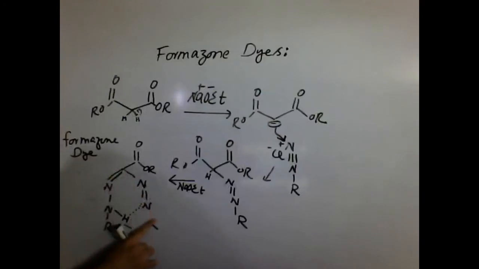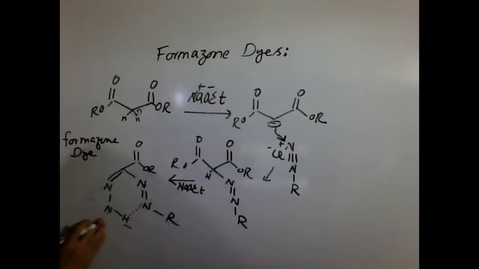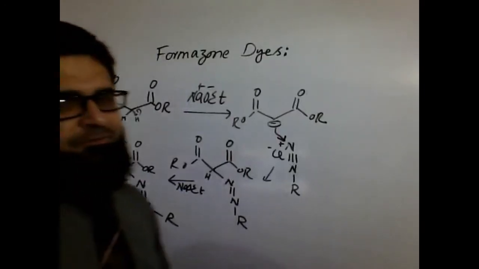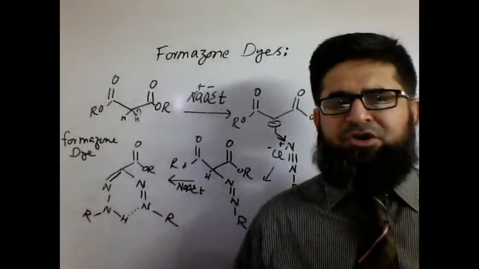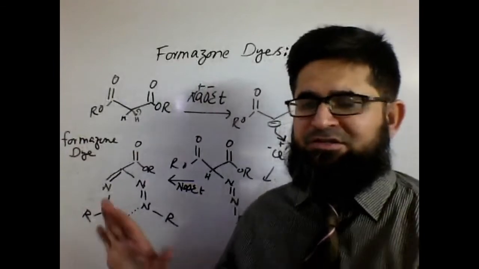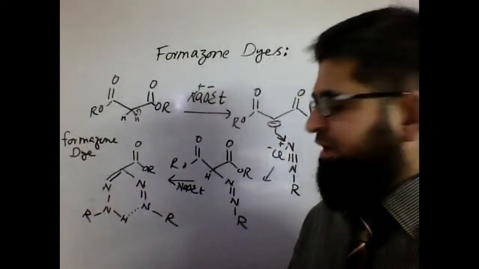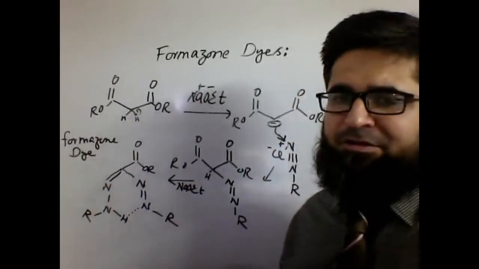To be very precise, people used to write it this way. They take the R's towards the outer sides, something like that. So it appears like a 6-membered ring. In fact, it's not a 6-membered ring because this is not a covalent bond. It's just a sort of hydrogen bonding. But it appears to be a sort of 6-membered ring. So this is the final shape of the product, the Formazan dye. This R means anything.